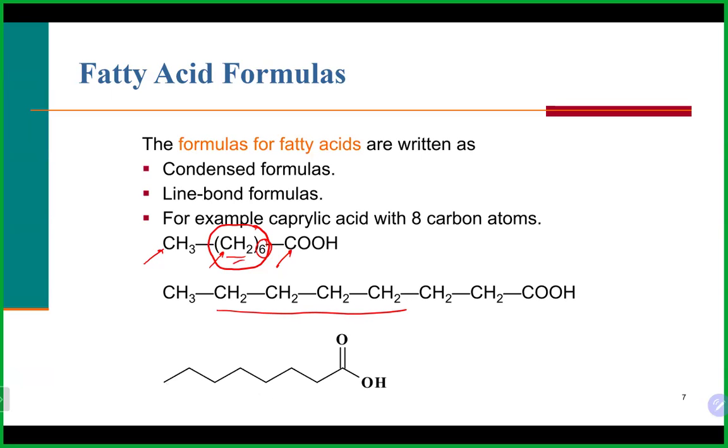Here's just our line structure. Like normal, every one of these, again, just like in organic chemistry, are carbons with the appropriate number of hydrogens that should be there as well.